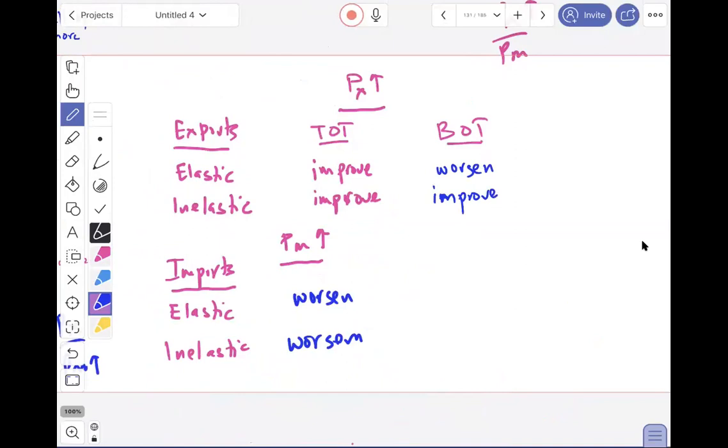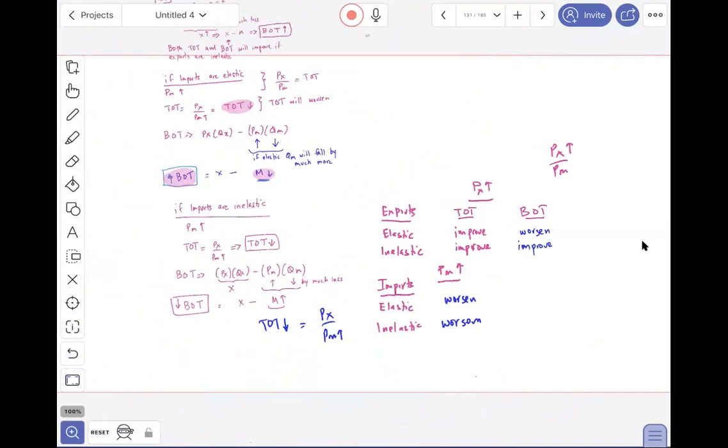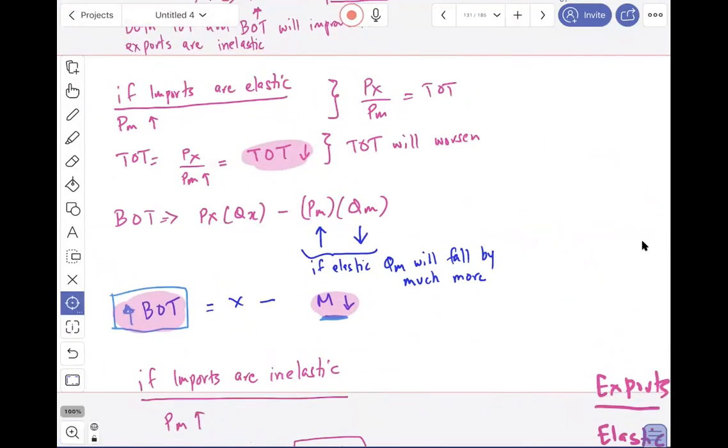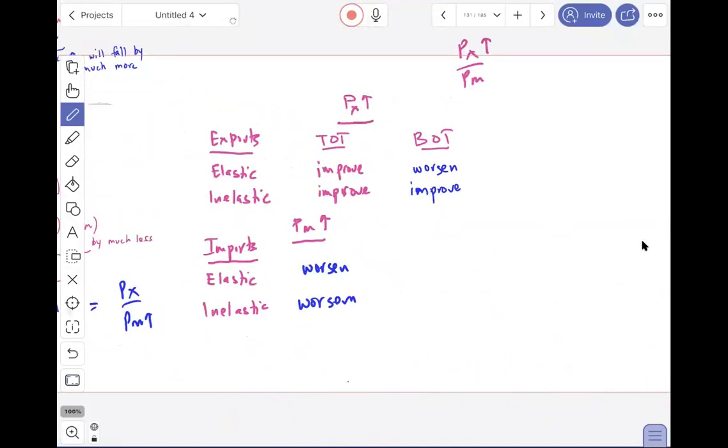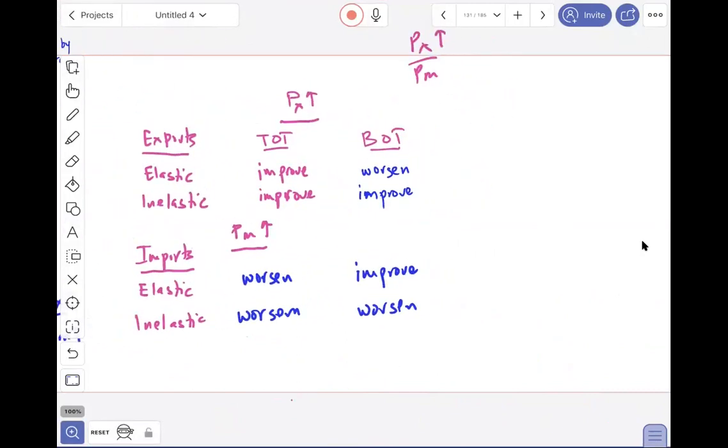While if the goods are elastic and imports are becoming expensive, look at this, guys. If they're elastic, we said that you can easily replace the goods which are elastic, right? And when they become expensive, you will easily replace them. So quantity of imports will fall by much more, and this means import expenditure will fall, which means balance of trade will actually go up. So this will worsen, this will improve, and in this case it will worsen. The last case it will worsen. Guys, does that make sense? So this could be a useful table to look at.